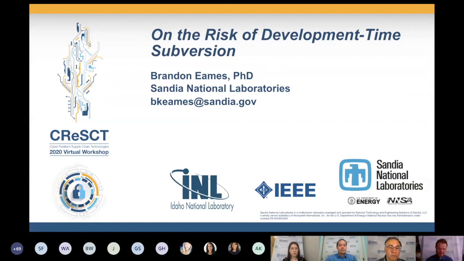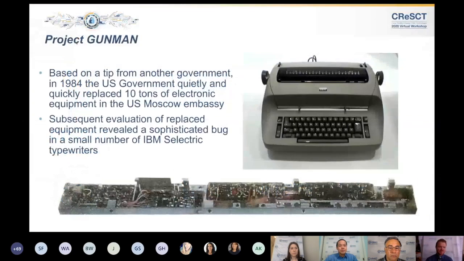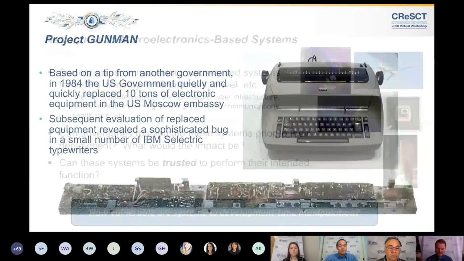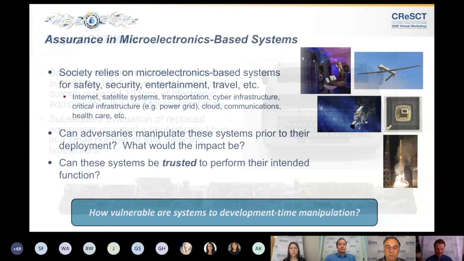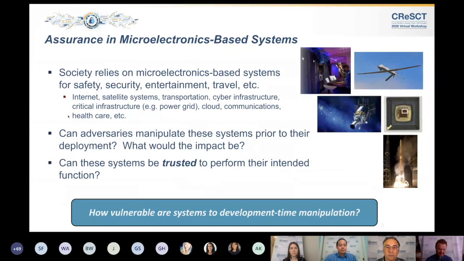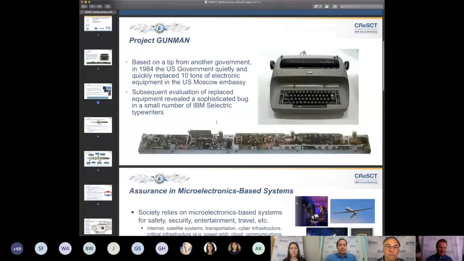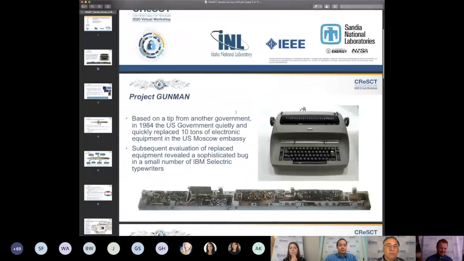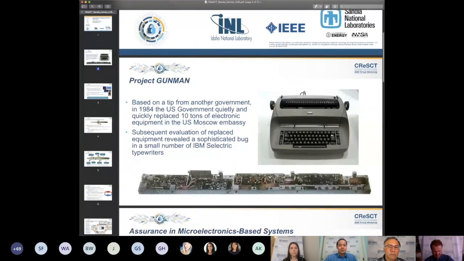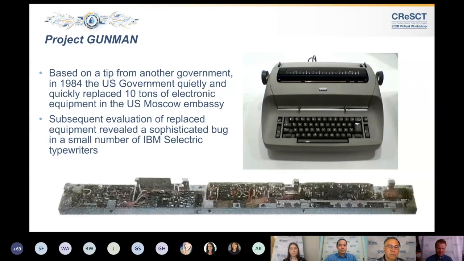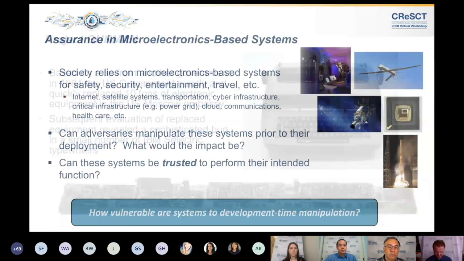Okay. So Brandon Ames, I'm a staff member at Sandia National Labs. I'm going to talk a little bit today about supply chains and reflections on security on supply chains.